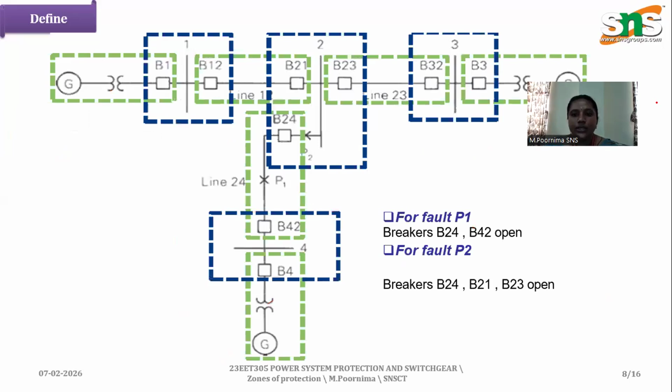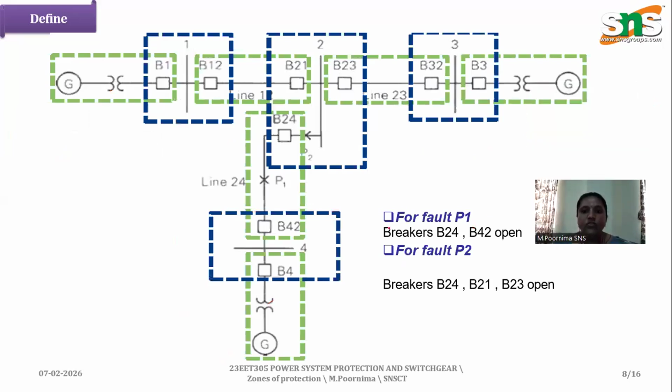Now coming to another diagram, here we can see the entire system for fault P1. Here the fault P1, the breakers B24 and B42 must be open. So this generator can be protected and this line is also protected. For fault at P2, this is fault 2. Which breakers should be open? Breakers 2-1 and 2-3 must be open. Then only this generator and this generator can be protected.